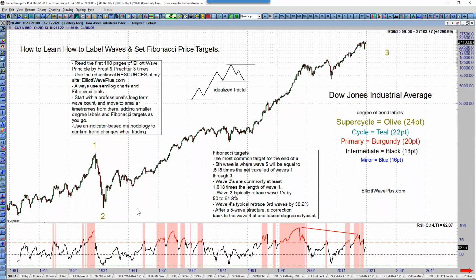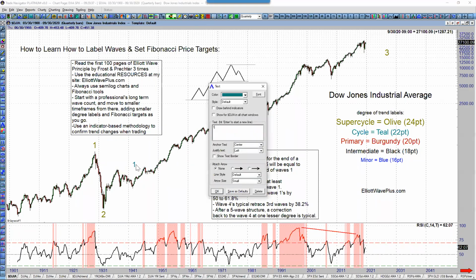Okay, so here's how we move forward from establishing. Let's say we want to go ahead with my main count and put a wave 2 there. Now we're looking for a 5 wave up structure from that low. It's pretty easy to see a 1 and a 2 and a 3 and a 4, possibly a wave 5 here. We'll get to that in a second. And these labels would be 1 degree less, so they would be the teal or cycle degree labels.